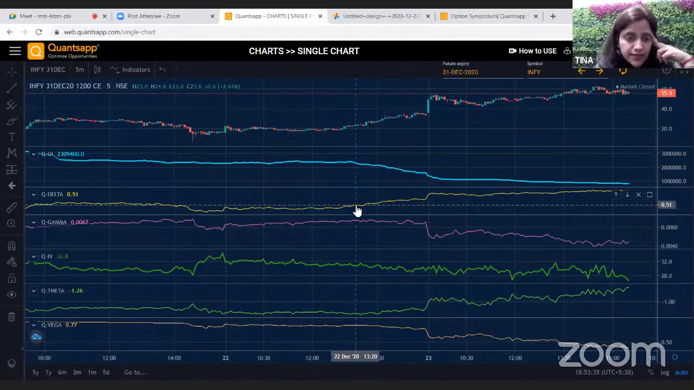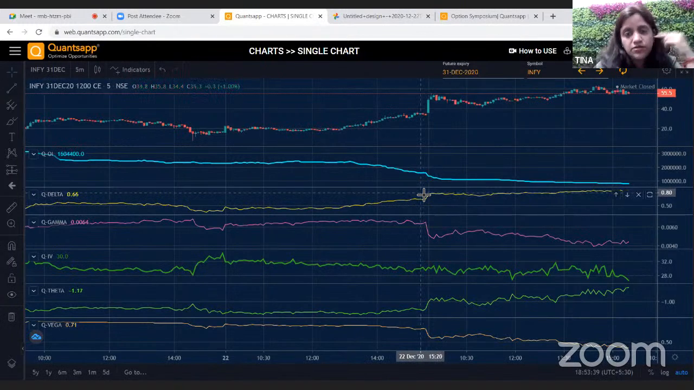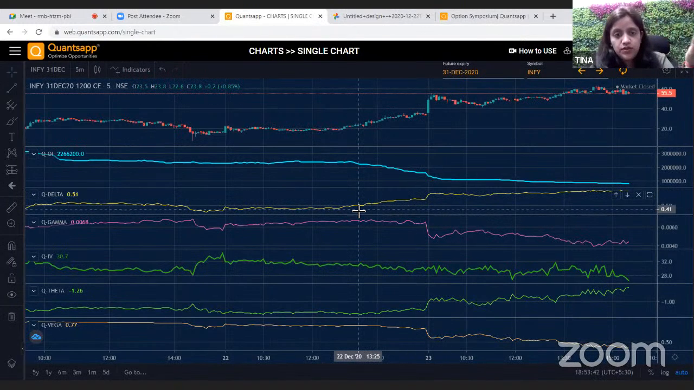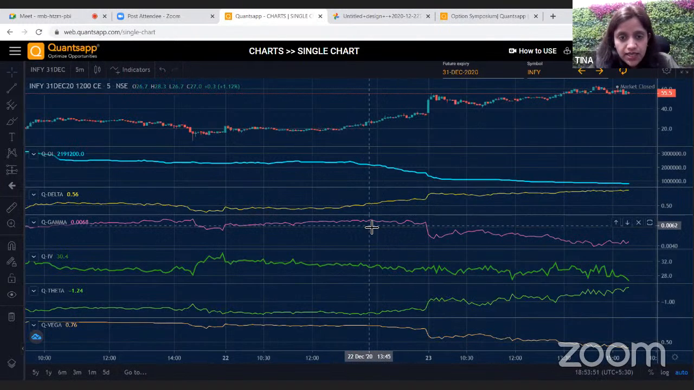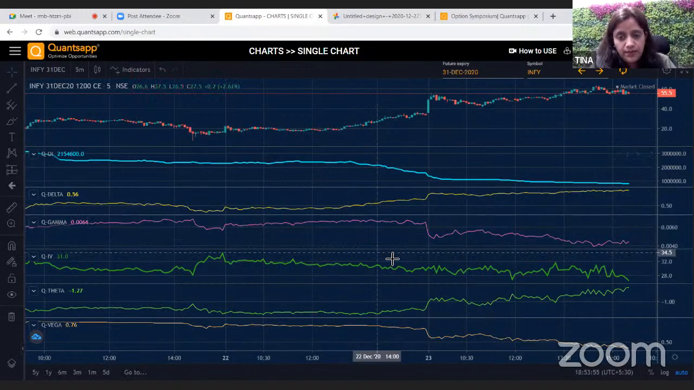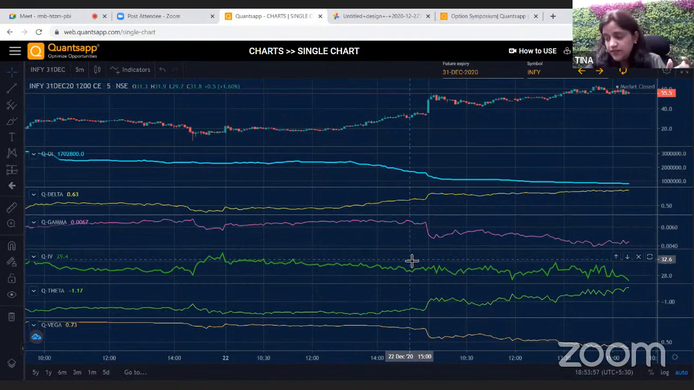You see that the delta, which was nearly 0.5, started inching up because it's getting in the money. So another way of looking at options is tracking their moneyness. So delta tells you the moneyness of the option, right? You start seeing the gamma. So gamma becomes less sensitive as we start moving up. Gamma is always most sensitive towards the at the money option, and as it moves in the money or out of the money, it becomes less and less sensitive.